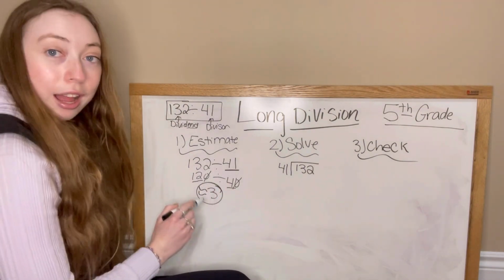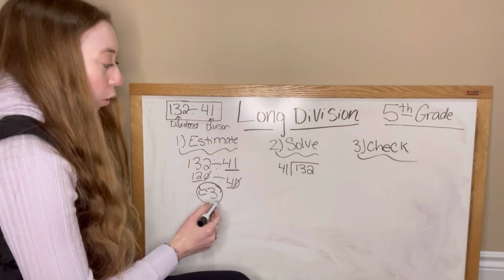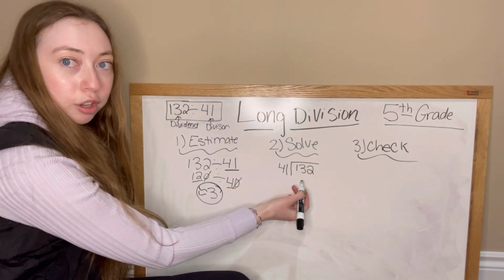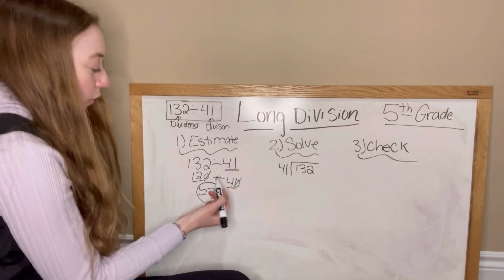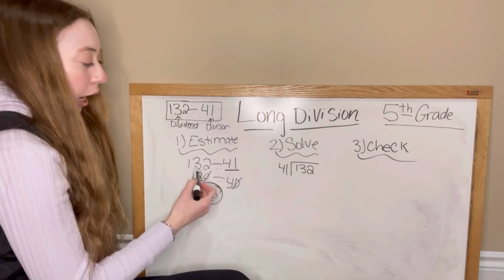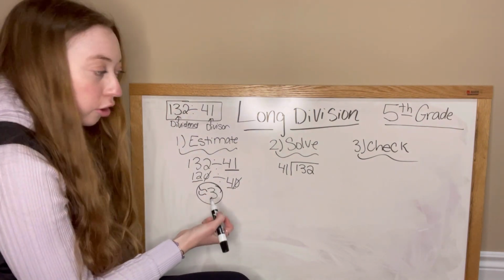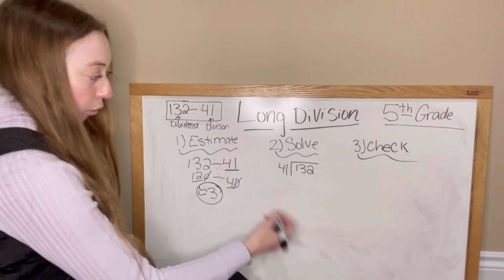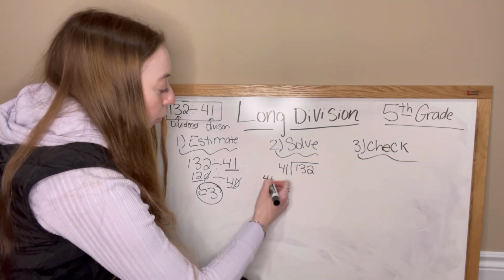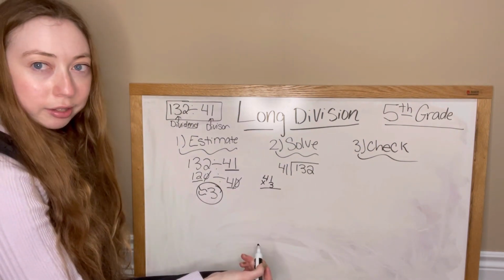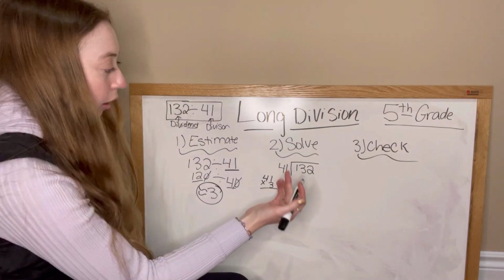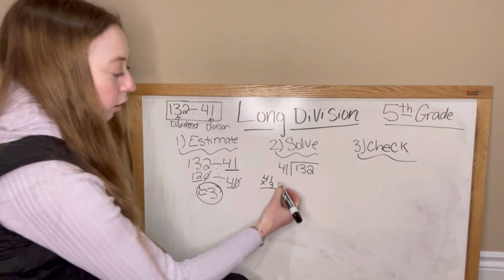If they got a good estimate, they already know that 41 can probably go into 132 3 times, because it was pretty close here when we did 120 divided by 40, and we didn't have to change these numbers too much. So we're gonna try 3. Then they have a good starting point of where they can see how many times, if that is closest that they can get to their dividend here.